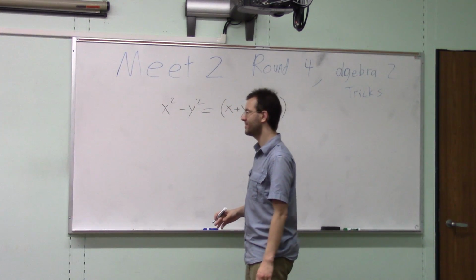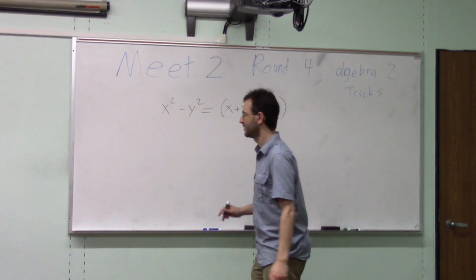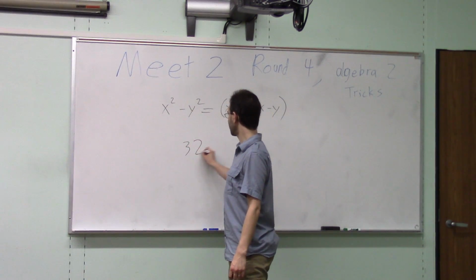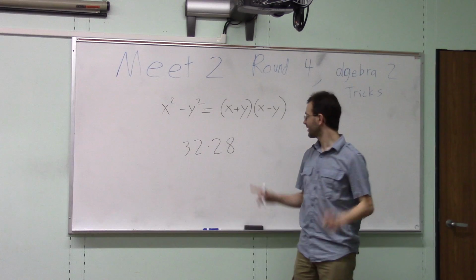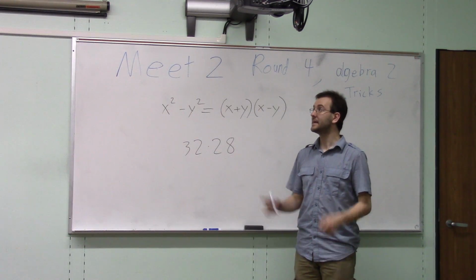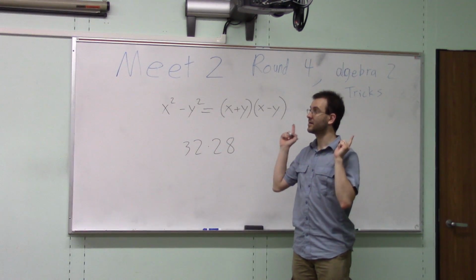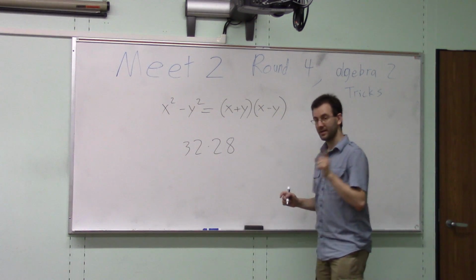Rebecca, could you give me a number in the 30s? 32. 32 times 28. How quickly can you calculate 32 times 28? It is 896. Here's how.